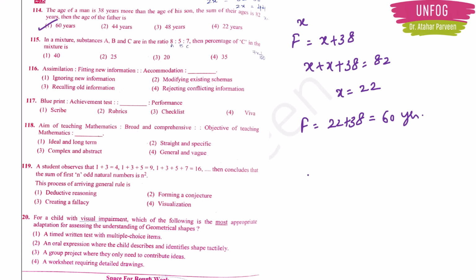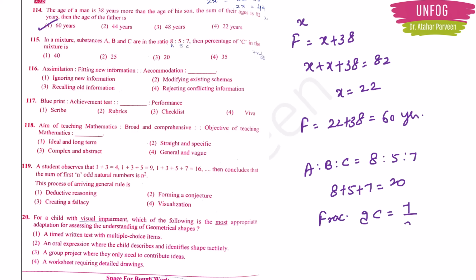Next, question number 115. In a mixture, substances A, B and C are in the ratio 8:5:7. Then percentage of C is. So here they are giving ratio, right? A is to B is to C is equal to 8:5:7. So total parts will become 8 plus 5 plus 7 is equal to 20. They are asking fraction of C. So 7 by 20. They are telling percentage actually. So into 100. So that should give 2 fives are 10, 35%. So option 4 should be the correct answer here.